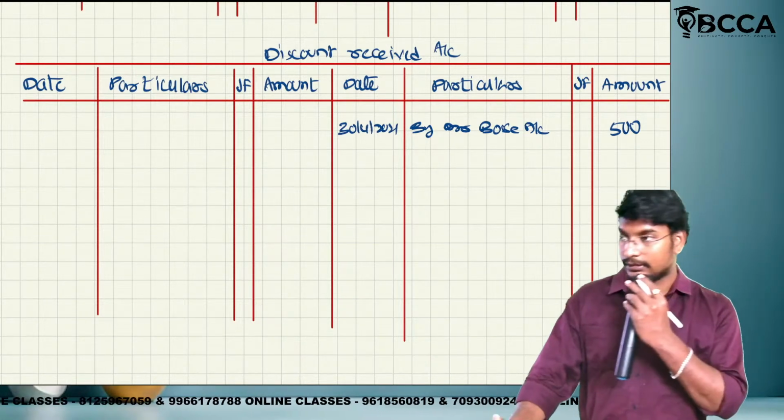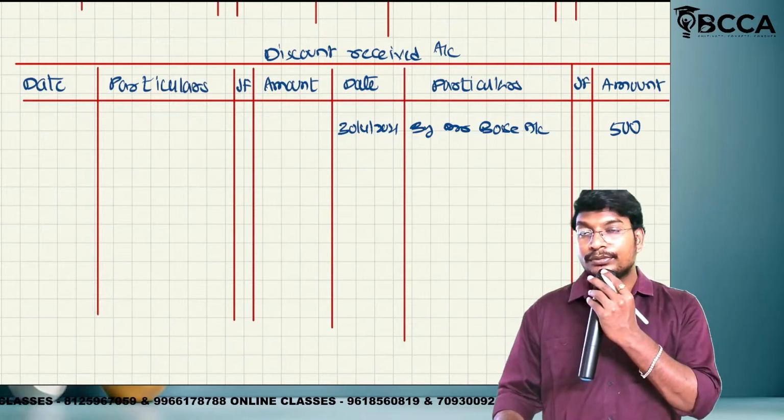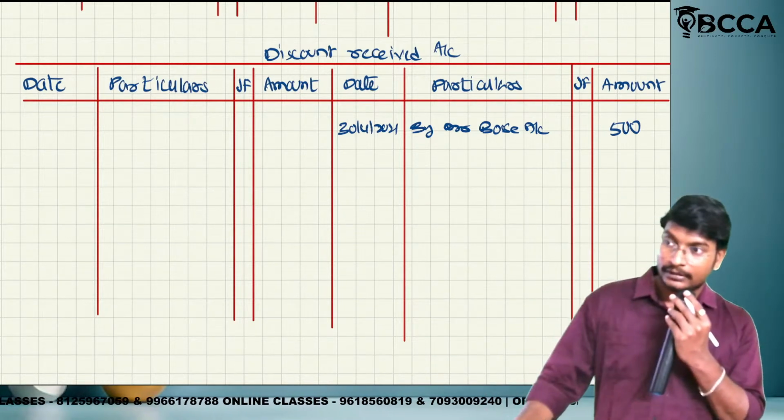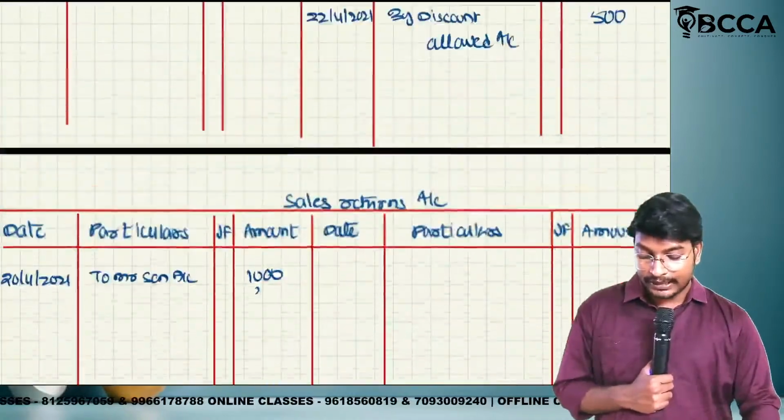What is the third step now? We need to balance all the ledgers. Those balances should be transferred to the trial balance. Okay? So first, what we have to do? We need to balance all the ledgers.